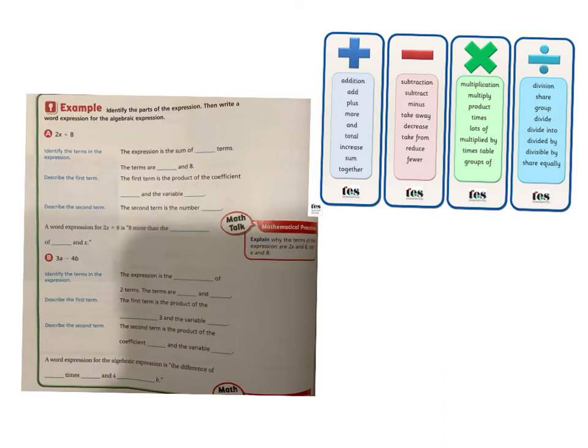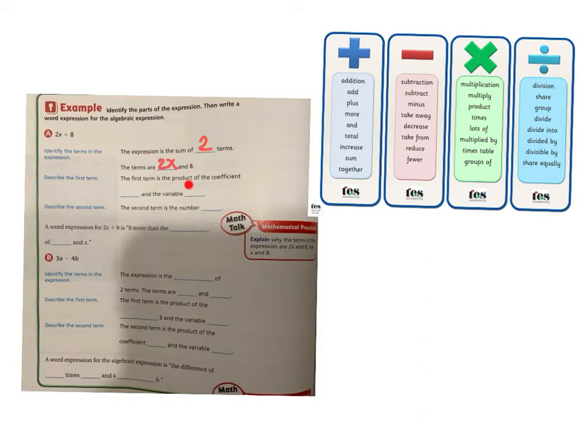Okay, so in this example, they want us to identify the parts of the expression and then write a word expression for this algebraic expression 2x plus 8. Well, the expression is the sum. Remember, I'm adding two terms together, the sum of two terms. My two terms, this one and this one, right? The terms are, they already put 8, so the one we're missing is 2x. I'm adding 2x and 8 together.